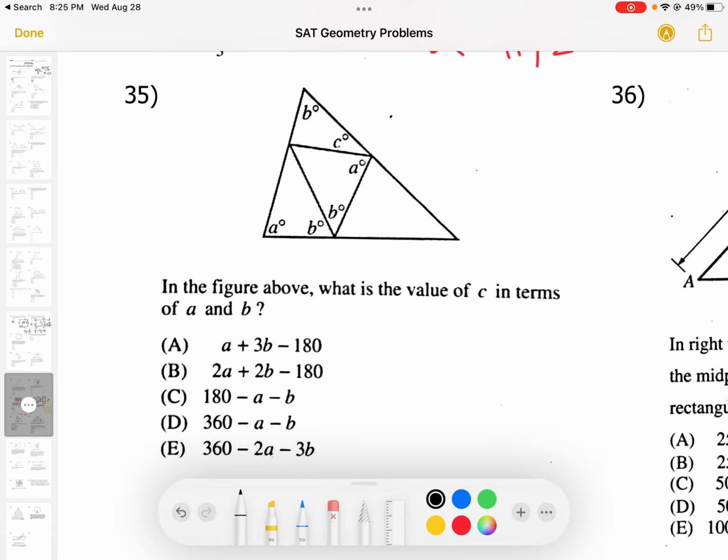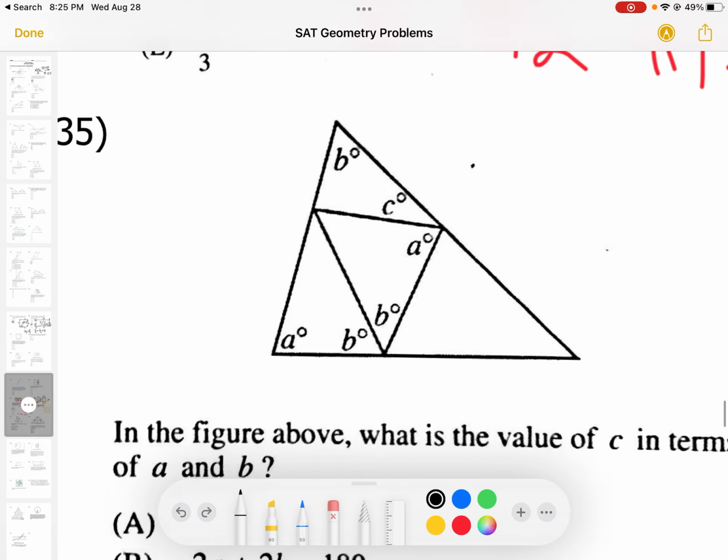In the figure above, what is the value of C in terms of A and B? Okay, so we just have to angle chase here. And for the moment, we will focus on these three triangles that I've circled here. I'm just going to write all of them in terms of A and B.